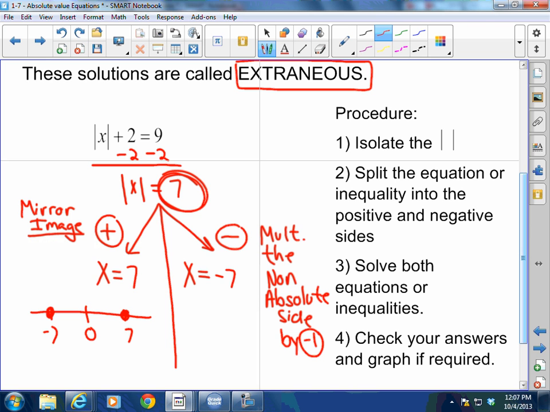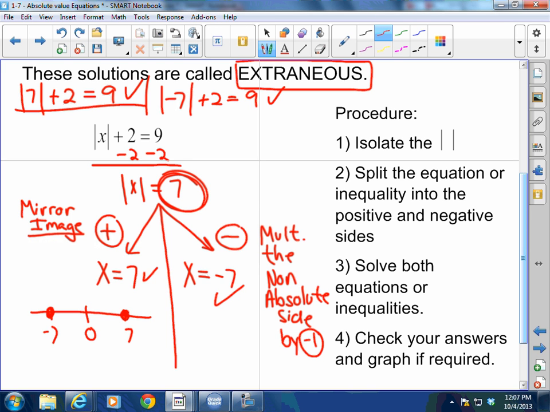Now we have to check it. Let's see if it works. The absolute value of 7 plus 2, it should equal 9. What's the absolute value of 7? 7. What's 7 plus 2? 9. So that works. Let's see if it works when it's -7. The absolute value of -7 plus 2, does that equal 9? What's the absolute value of -7? 7. 7 plus 2 is 9. So it works, and it works.